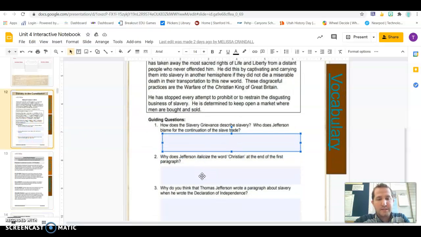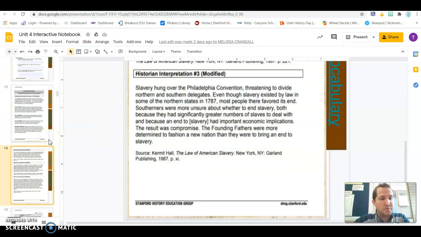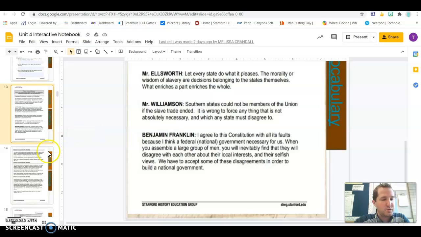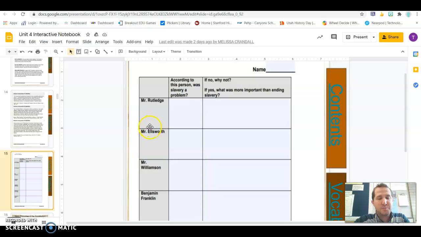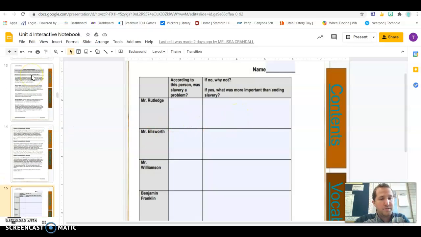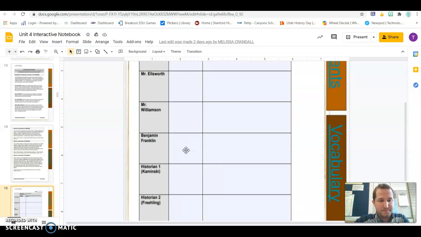So read through these, answer the questions here, then read through the historian interpretations as well as the primary sources and fill out this. What it's asking is, did this person, according to what they wrote down, think slavery was a problem? If no, why not? And if yes, why weren't they trying to end slavery? Why were they okay with a constitution that maintained the institution of slavery? So read through all of this, fill out this graphic organizer right here.